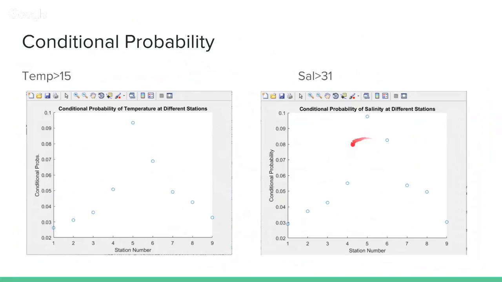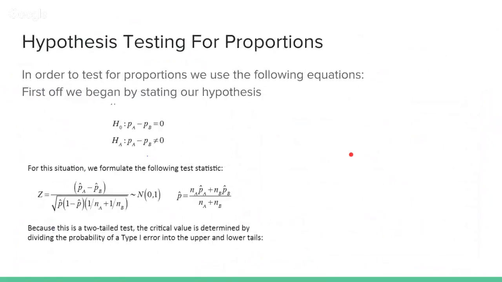Okay. So basically, these graphs just help us further validate our earlier assumption. So now that we got the conditional probabilities, what we want to do now is test for proportions. What this means is that this hypothesis is going to tell us whether our proportions are from the same population or not.